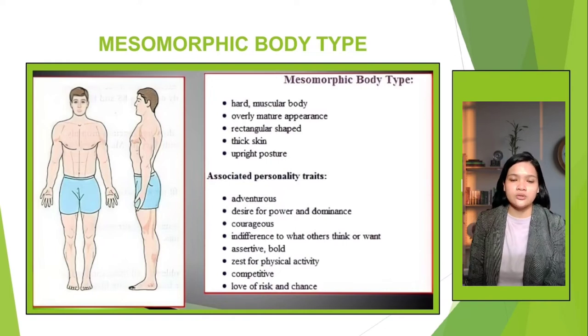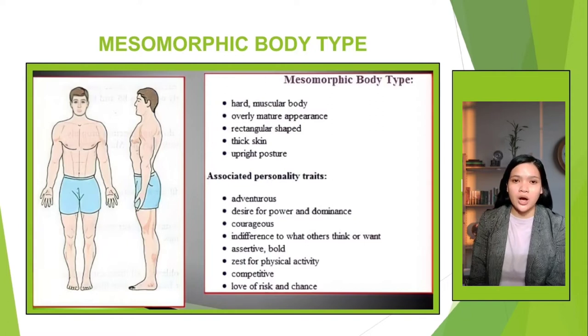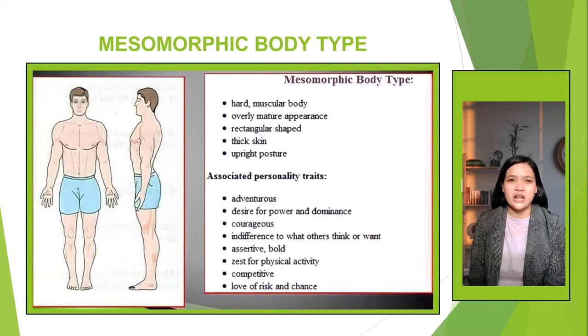So, dito, inilarawan o sinabi ni William Sheldon na ang mga karaniwang nagko-commit daw ng crime ay ang mga mesomorphic body type dahil daw sila ay masyadong agresibo or competitive, kumbaga.